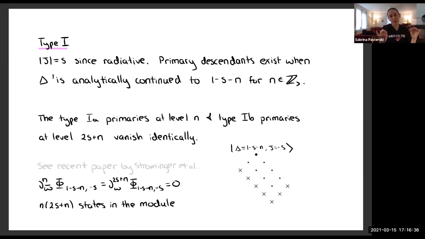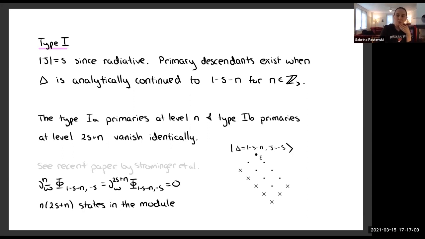Or is it that somehow you're finding these nice factorizations when delta is taken to that with an amplitude? So it's going to be a very different type of bootstrap eventually if we do have a nice way of formulating it. So when delta takes these basically negative integer values, which is the shift by the spin, you have type 1a primaries at level n and type 1b primaries at level 2s plus n, and those vanish identically.